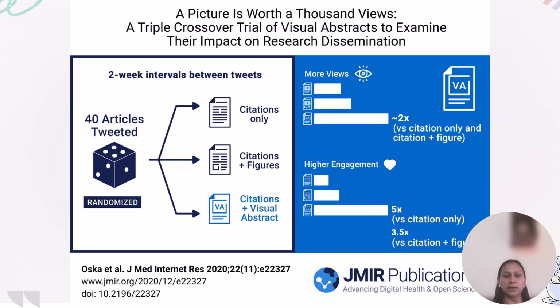There was another study by Oscar et al. which reinforced these results. So what they did was they took 40 articles and they randomized it and they tweeted. It was a triple crossover trial of visual abstracts to again examine their impact on research dissemination. So some of them were tweeted as citations only, some as citations with figures, and some as citations along with visual abstracts. So as you can see, the ones that are tweeted as citations with visual abstract had a higher number of views, 2 times more views, and higher engagement, 5 times more engagement as well.